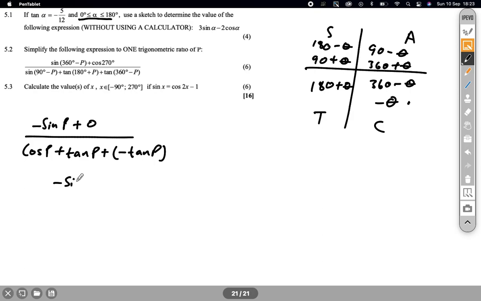So on top we will have negative sine p. This tan and this tan will cancel out. We will have cos of p, and this should give us negative tan of p.